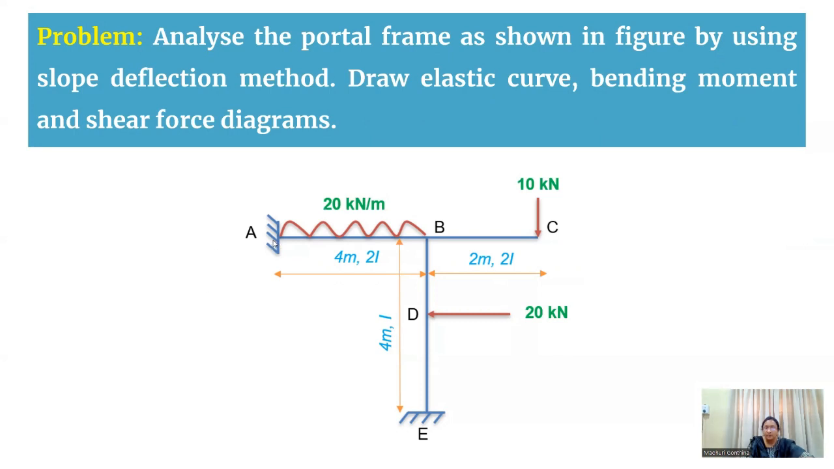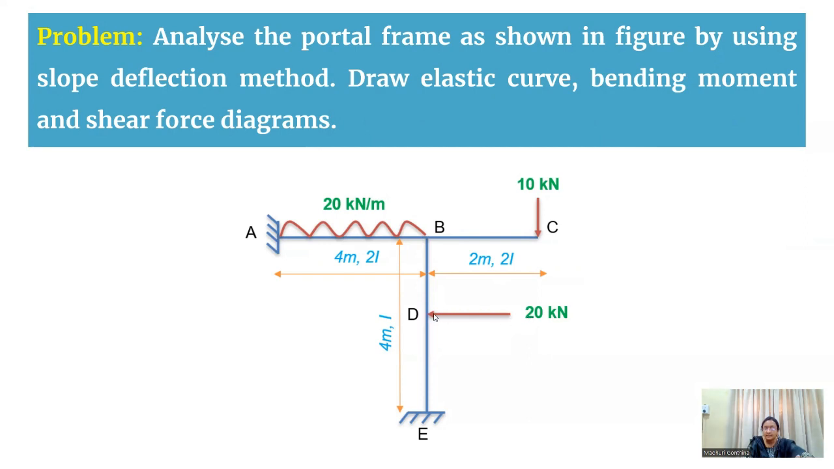So when we see this problem, here AB is having a UDL of 20 kilonewton per meter, and the BC portion is an overhang portion, which is having a point load at the free end. And again, BE is having a lateral load acting onto this member, that is a horizontal load of 20 kilonewton.